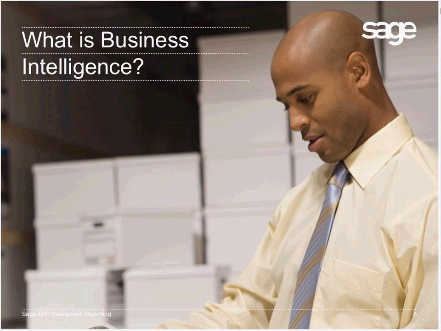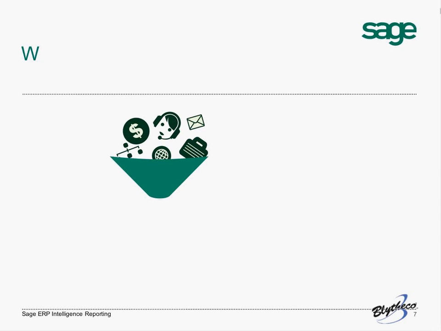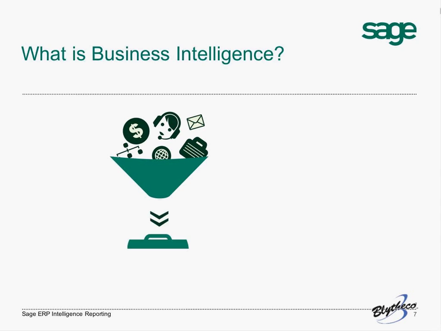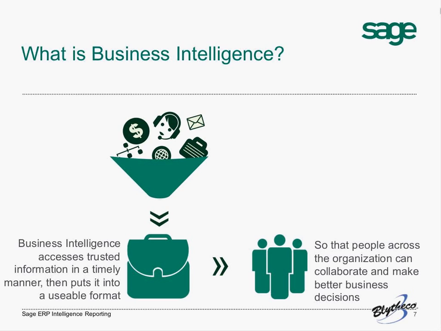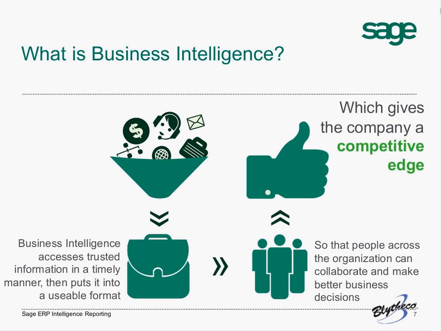Okay, that's, again, why business intelligence is utilized, but what actually is business intelligence? Besides being a new buzzword and a new concept in the market here, in its simplest form, business intelligence is the ability to actually accumulate, organize, and analyze data from multiple sources. Keeping all those points in mind, business intelligence accesses trusted information in a timely manner and puts it into a usable format so that people across the organization can both collaborate and make better business decisions.